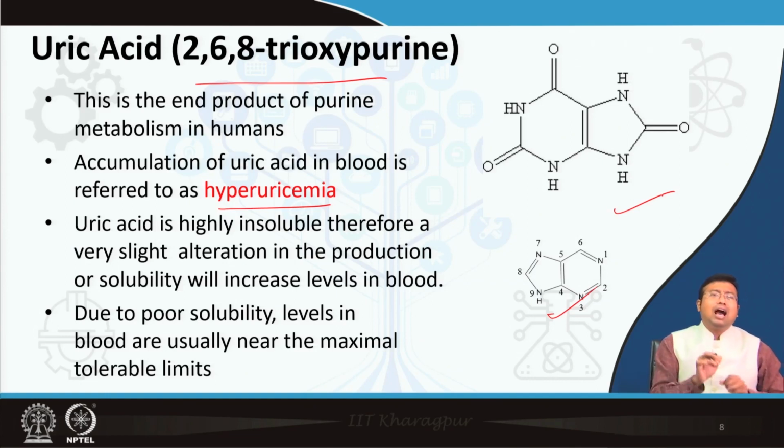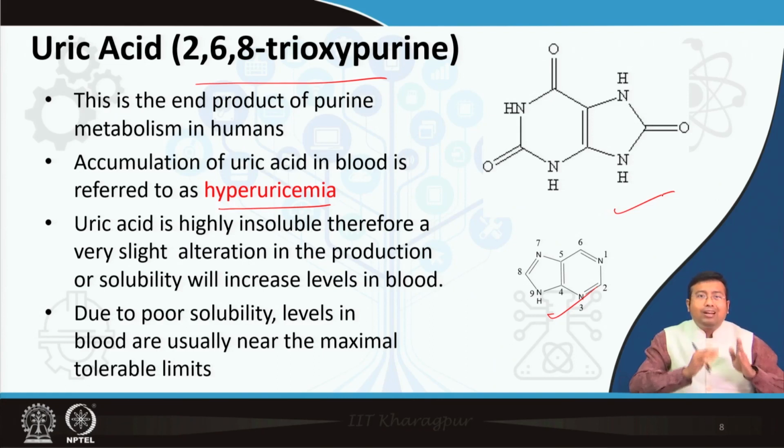Uric acid is actually highly insoluble. Therefore, a slight alteration in the production or solubility will increase the blood level. See, humans prefer urea as an excretory material. We are not uricotelic, we are ureotelic. Uricotelic are birds, especially those animals that have adapted to less water intake; they prefer uric acid excretion. Uric acid is highly insoluble, so even a slight increase will cause a problem in solubility, and that is why, due to poor solubility, blood levels are usually at the maximum tolerable.